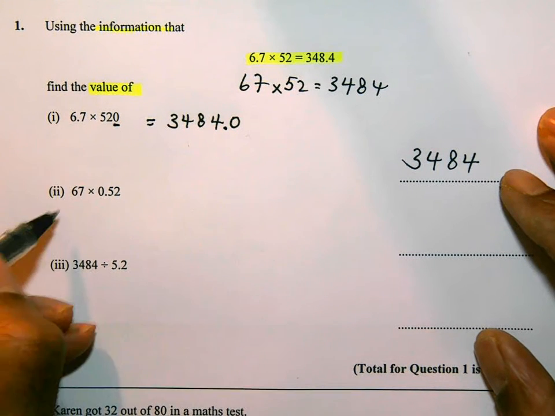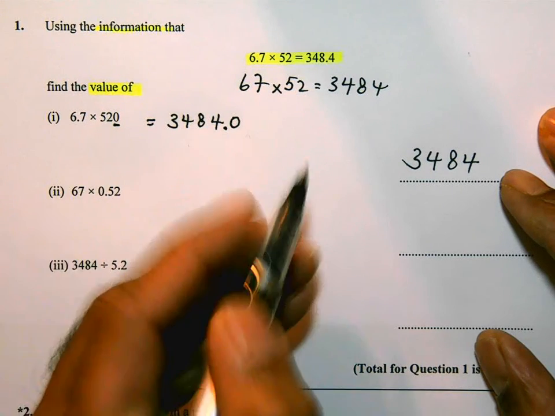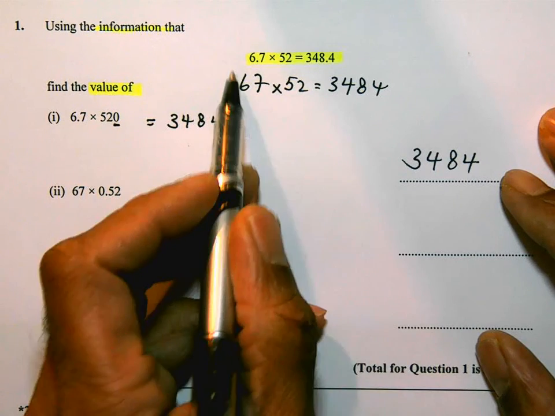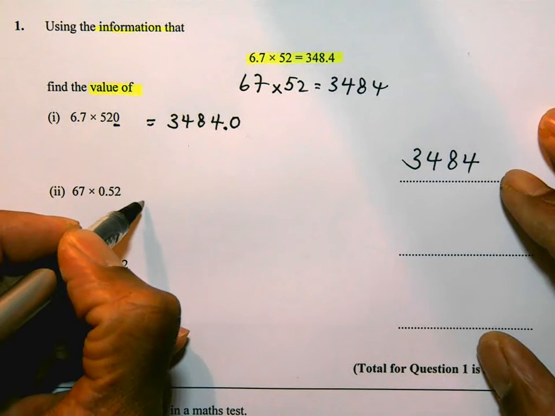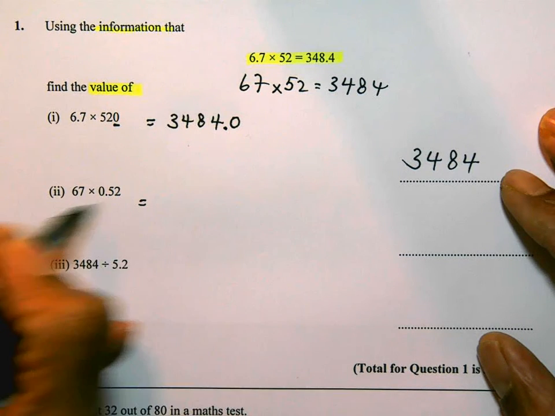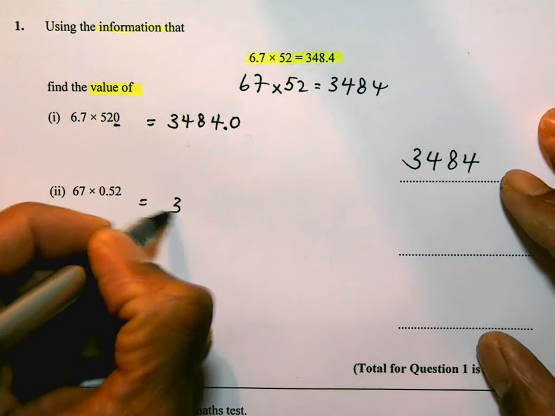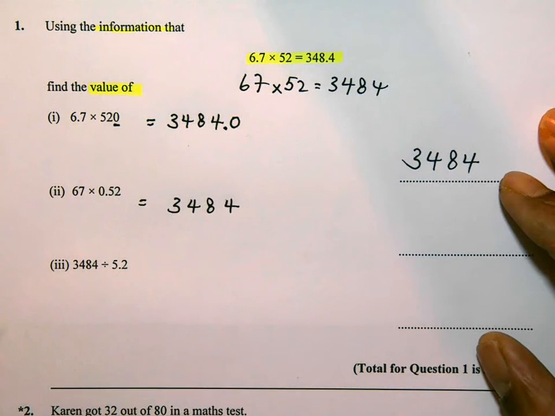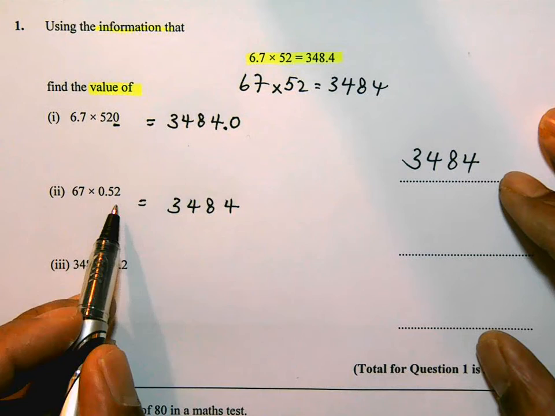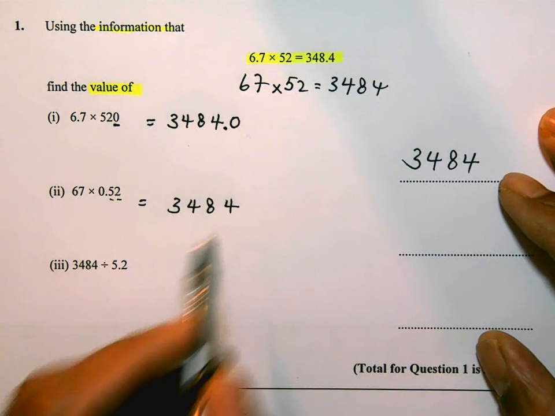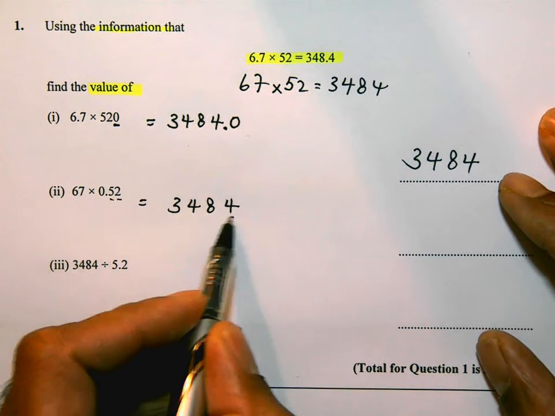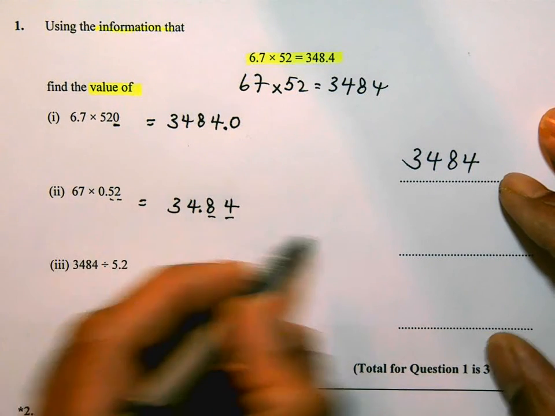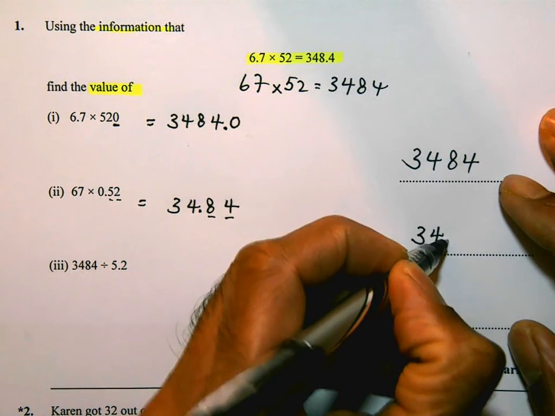In part 2, I'm going to use the same fact as I did before. 67 times 52 is 3,484. They've given me that information. So my answer to this, the digits are still the same, 6, 7, and 5, 2. My answer is going to contain the digits 3, 4, 8, 4. The question has 2 decimal places in it, right? So there's 1, 2 decimal places. So my answer will have 2 decimal places in it, 1, 2. The decimal point is going to be between the 4 and the 8. So it's 34.84.